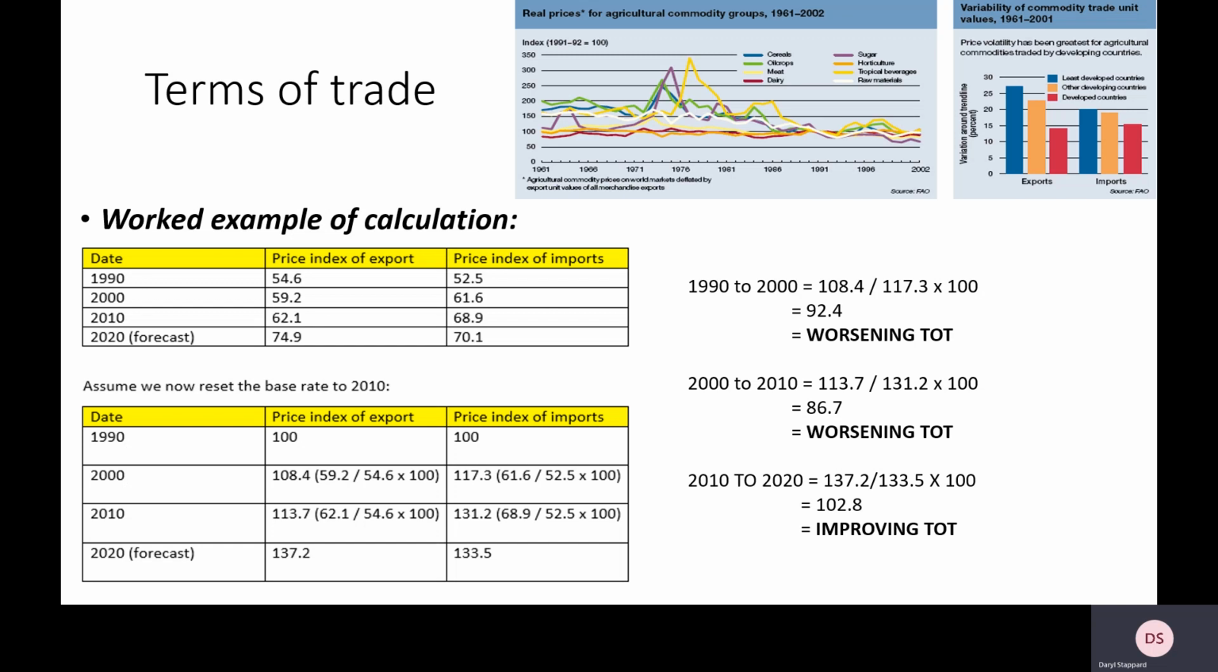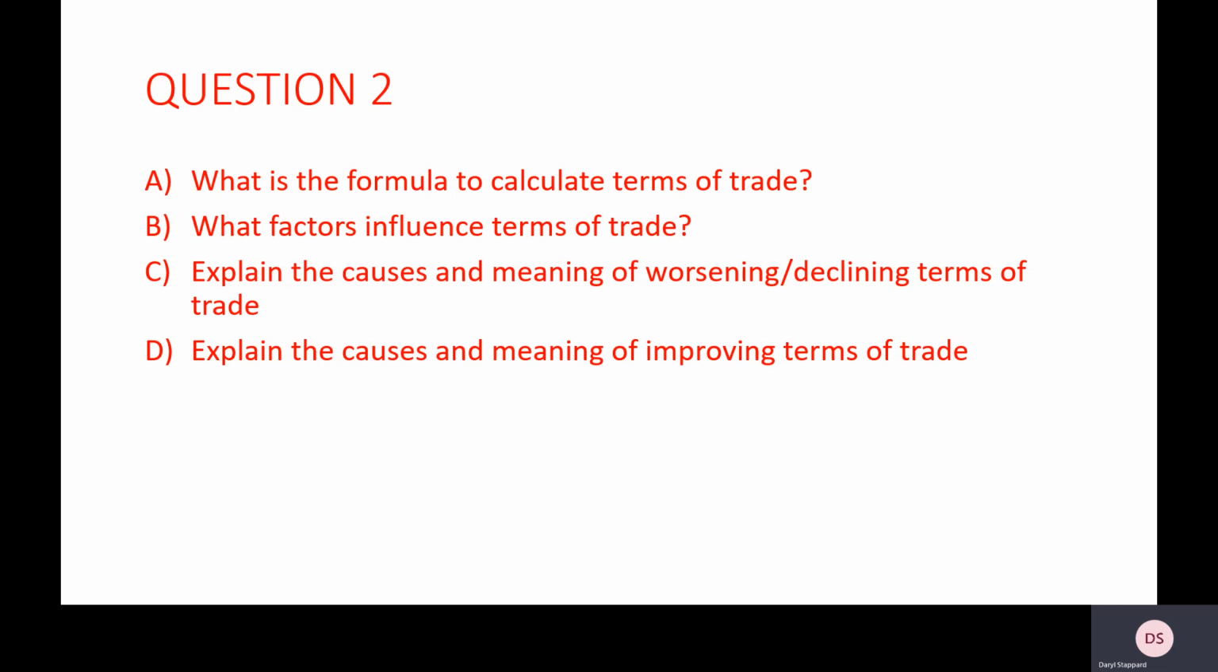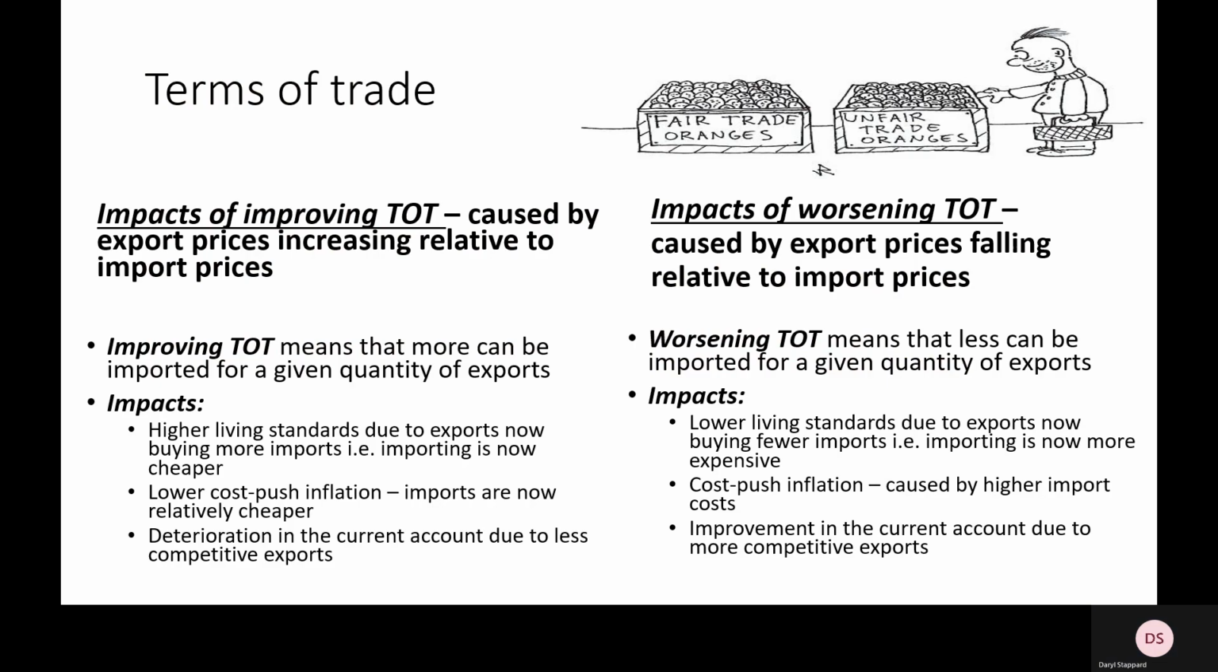Right, what I'd now like to do is to pause and reflect on these 4 questions. So A, what is the formula to calculate terms of trade? B, what factors influence terms of trade? C, explain the causes and meaning of worsening, what we call declining terms of trade. And then D, what might cause improving terms of trade and what would this mean? So guys, once you've put down your answers and you're happy, please click play and move on with the video.